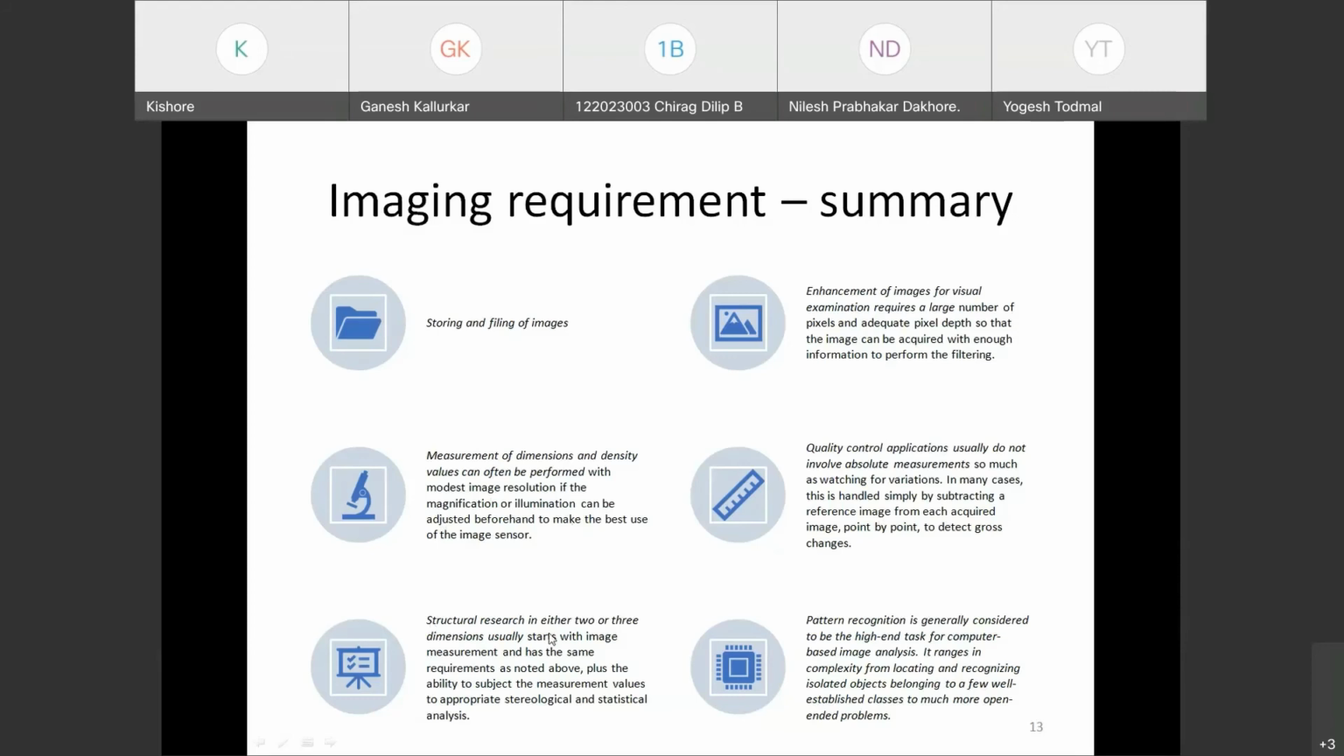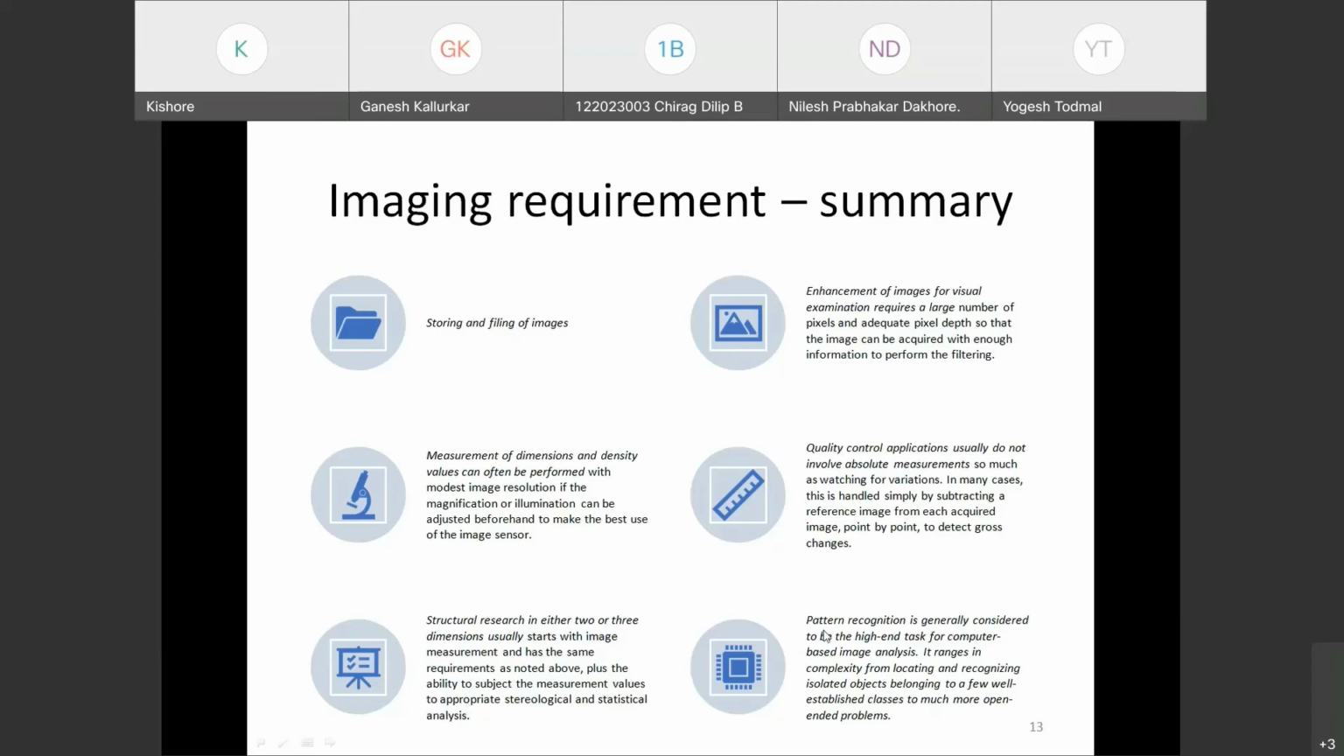Structural research in either 2 or 3 dimensions usually starts with image measurement and has the same requirements as noted above, plus the ability to subject the measurement values to appropriate stereological and statistical analysis. So you may have measurement values, but that measurement value should be in proper format to perform statistical analysis.